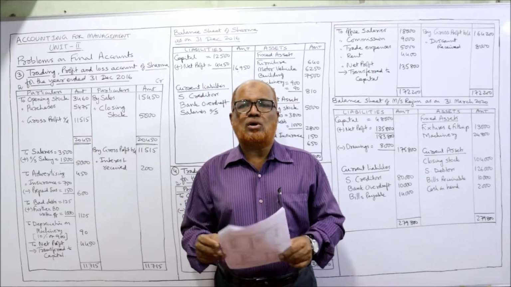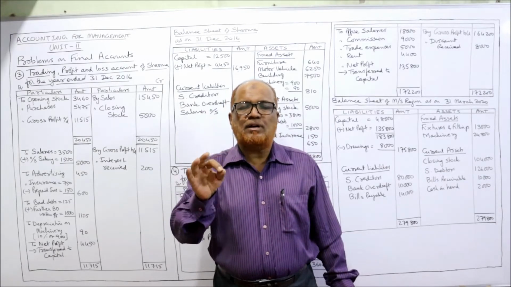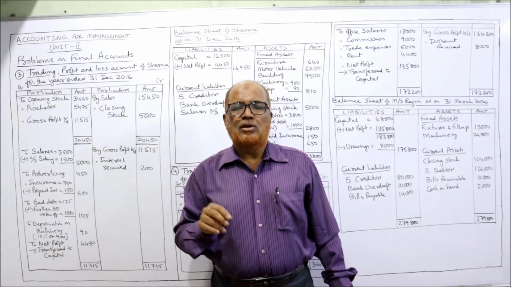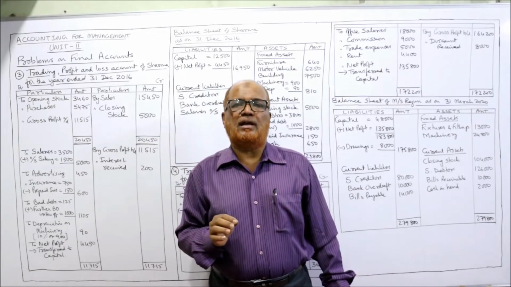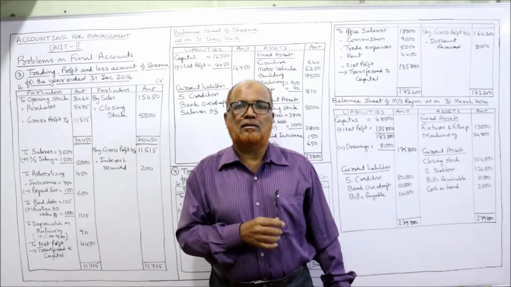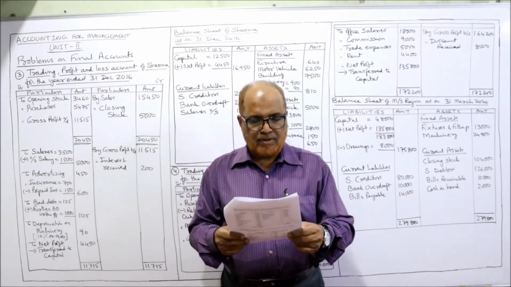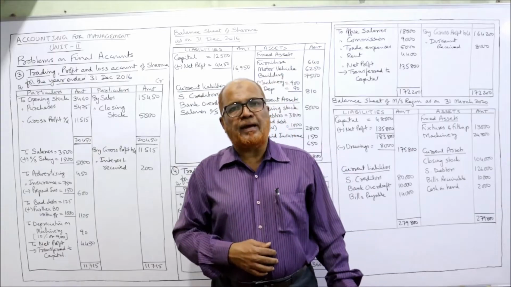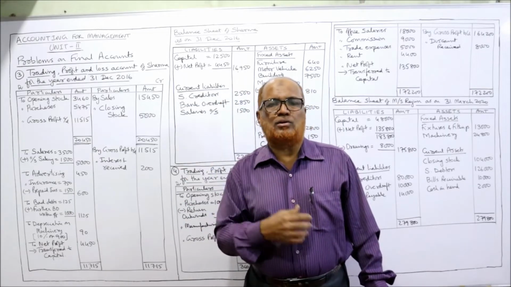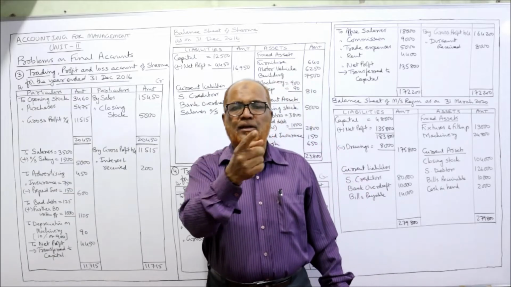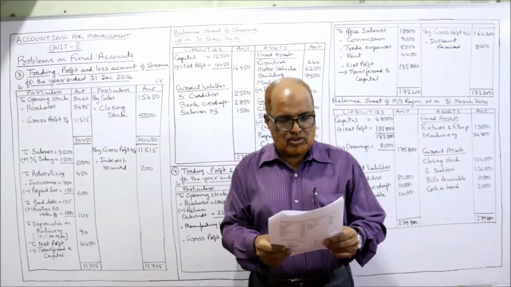You must know closing stock will appear twice. Every adjustment item will appear twice. So closing stock should be taken on the credit side of the trading account, and again on the asset side of the balance sheet. Second, insurance prepaid. Deduct from insurance in the P&L account. Again take prepaid insurance on the asset side of the balance sheet.